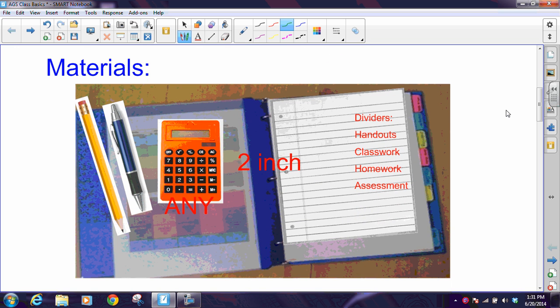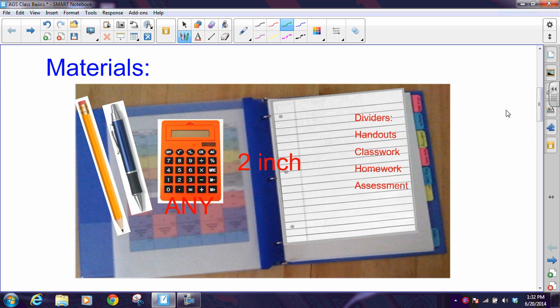Materials that you need for the class, things you need to go by. You will get a handout that has this on it to help you out a little bit. But notice that you're going to need a 2-inch binder, so that means 2 inches thick. You can get those binders at any drugstores in the area. You will need a calculator. Any one you have will do. Use whatever you're using in math.